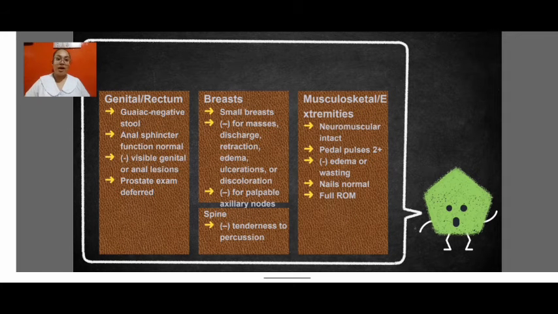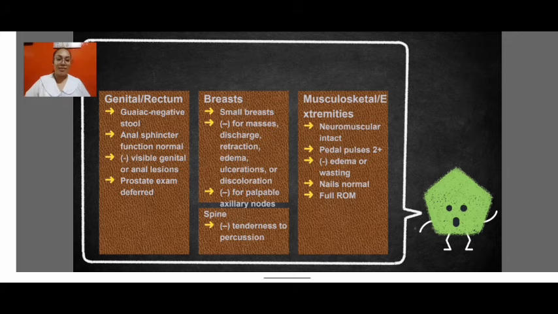For the genital or rectum examination, stool guaiac test is negative, which is normal. Anal sphincter function is also normal. No visible genital or anal lesions are observed, and prostate exams are deferred.